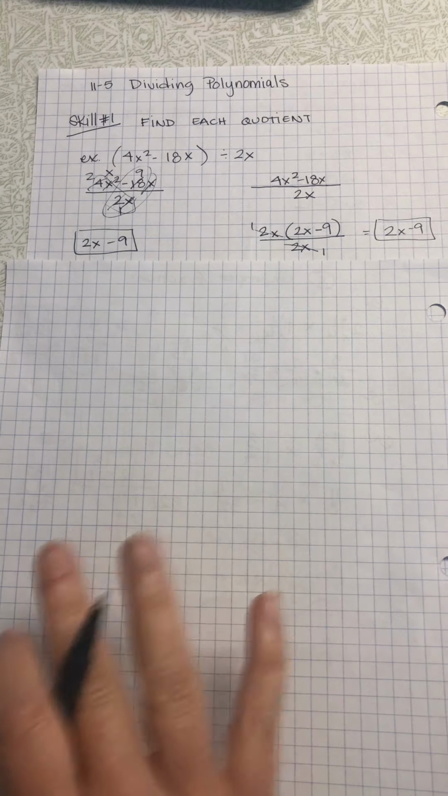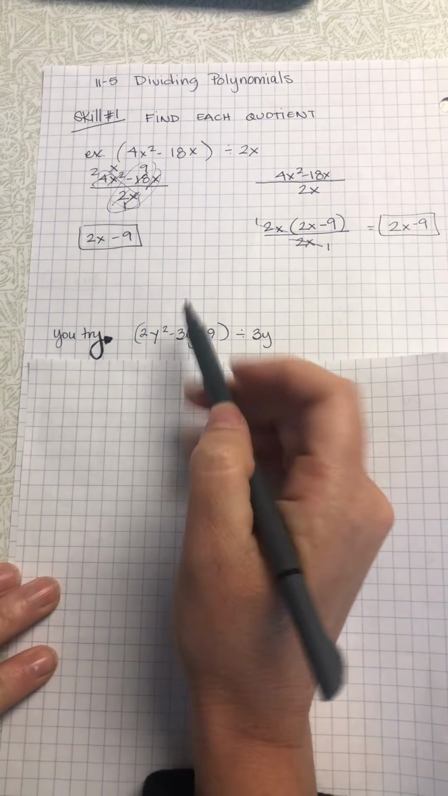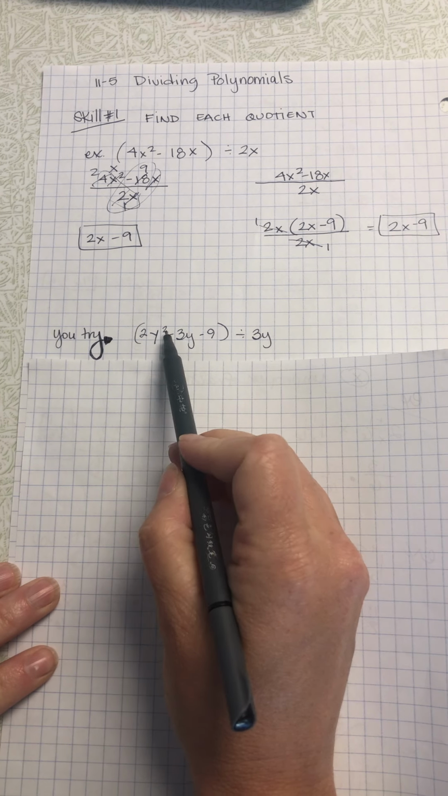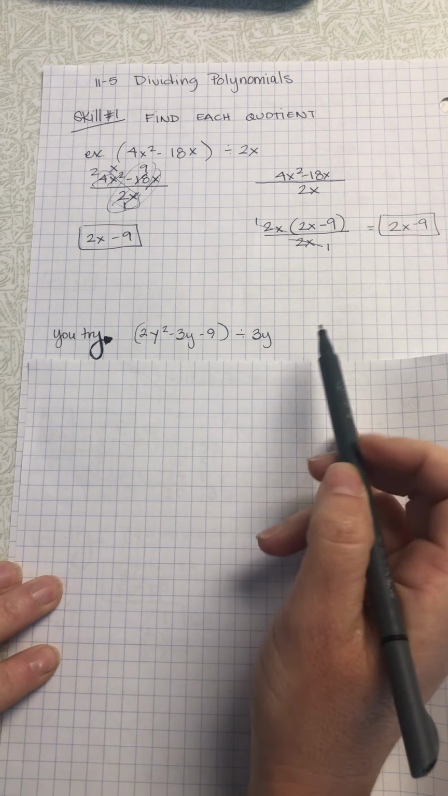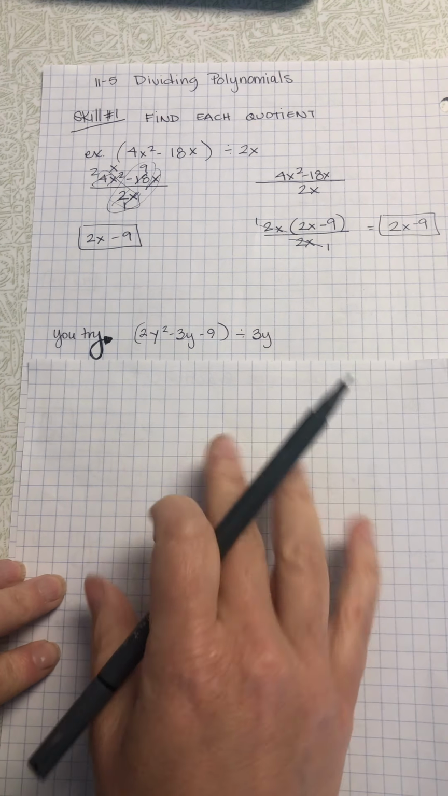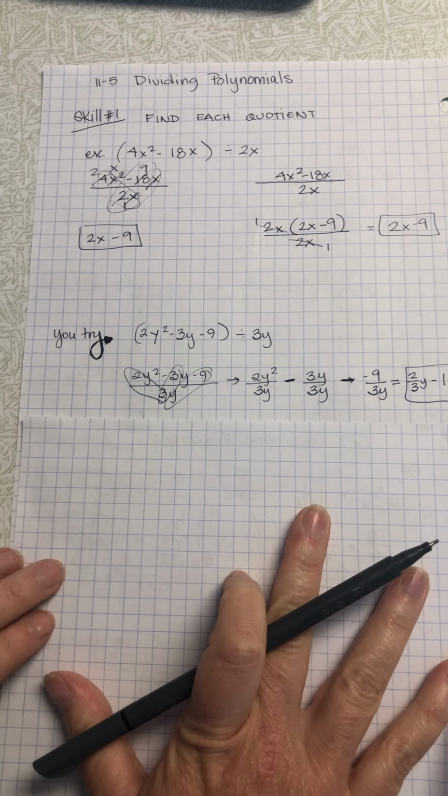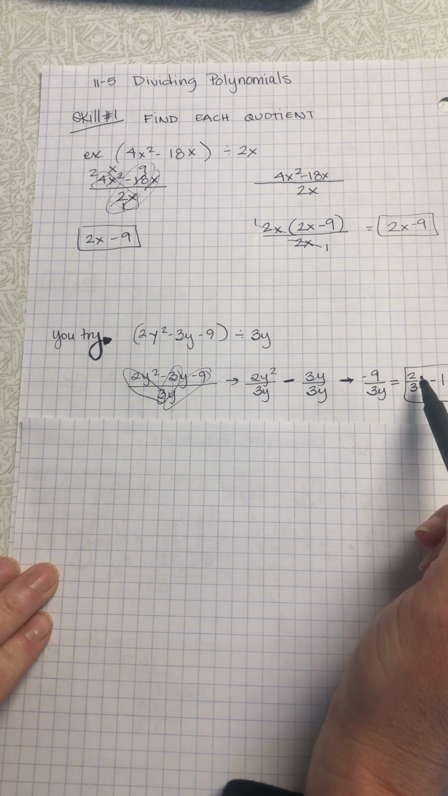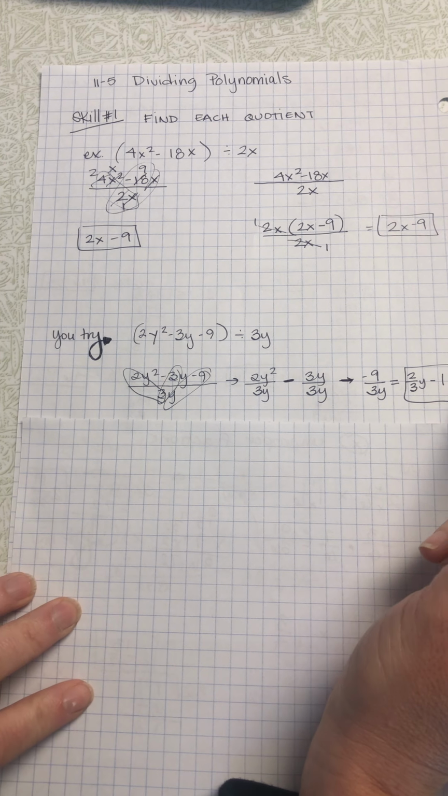Why don't you guys try one? Whichever way you prefer. 2y squared minus 3y minus 9 divided by 3y. Go ahead and pause it. Your answer should be 2/3 y minus 1 minus 3 over y.